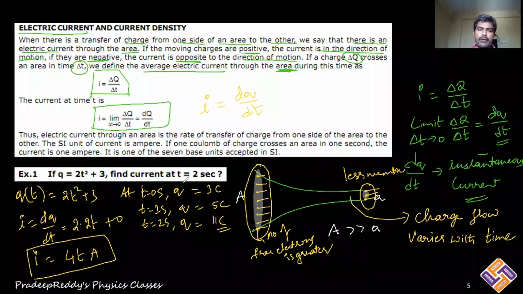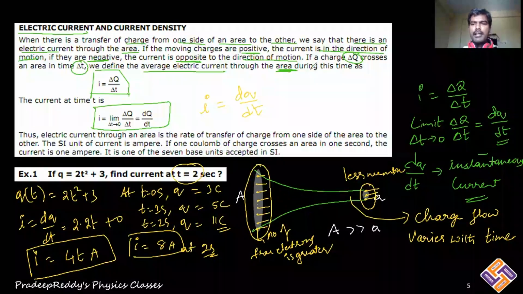You are supposed to find out the net current at t equal to 2 seconds. Just substitute 2 here, so I will be equal to 8 ampere at 2 seconds. At 2 seconds, the current flowing through this conductor is 8 ampere. So remember, charge flow is not constant in the case of some conductors. It can be variable with respect to time.